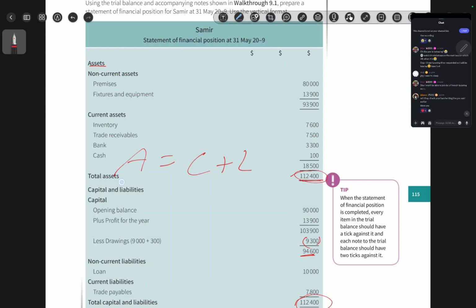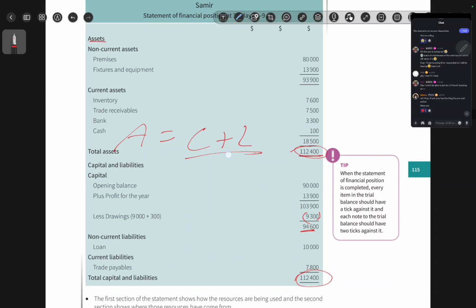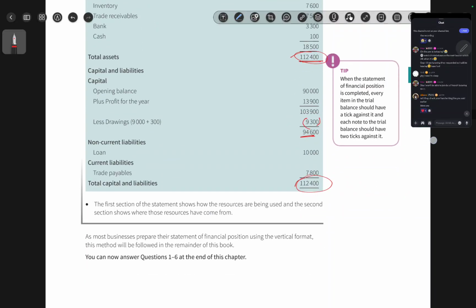Okay, so assets, whatever you own, is equal to your capital plus liabilities. This is the financing part, and this is where you're using the finance. So you can see that you have $100 in cash, and you have $3,300 in bank, and you have a lot of inventory. But the main part is your non-current assets. They're mostly your premises.